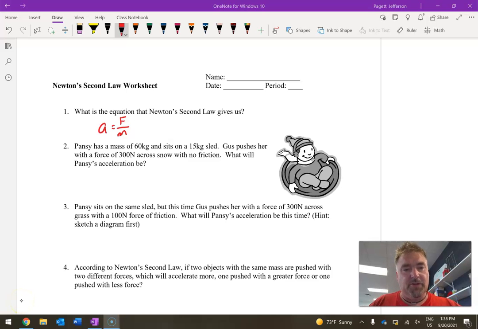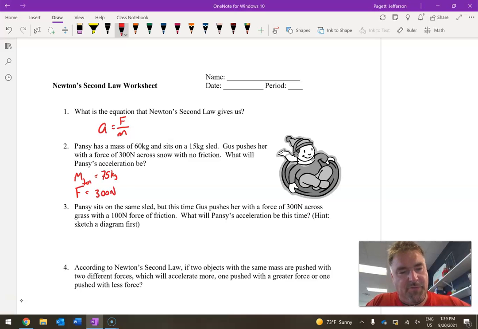The first problem we're going to look at is this Pansy. And so this is Pansy over here on our sled. She has a mass of 60 kilograms. It's on a 15 kilogram sled. So that gives us a total mass. We have to add these two together because Gus is going to be pushing both her and the sled. So we have a total mass of 75 kilograms. And the force that's going to be applied is going to be 300 newtons.